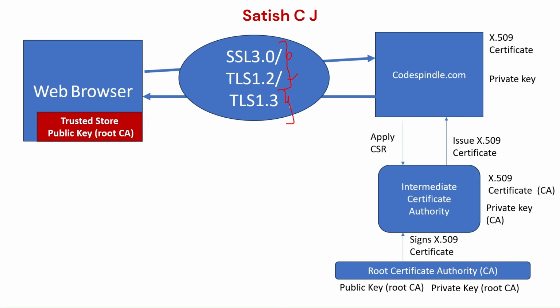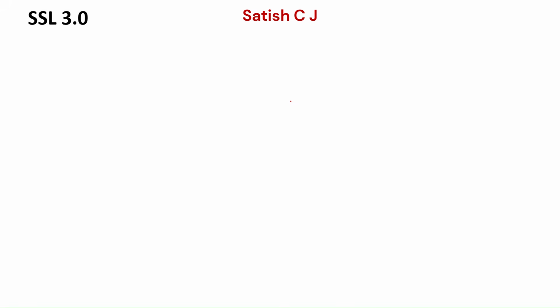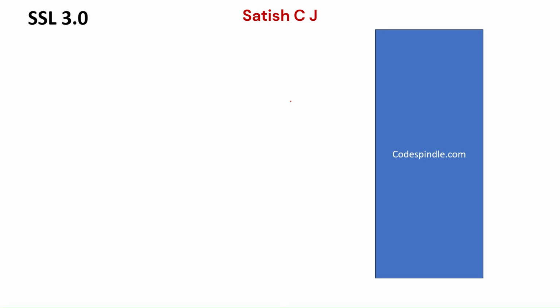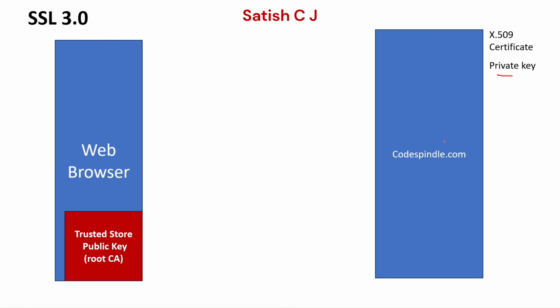Now let us take a look at SSL 3.0. Let us understand this entire protocol using a visualization. So SSL 3.0, how it works. We have our codespindle.com domain, and for this we have obtained a digital certificate, an X.509 certificate, which contains the public key, and a private key is also generated for this specific domain. And we have our client, on which our web browser is running, and this client has its trusted store which contains the public keys of the root CAs.